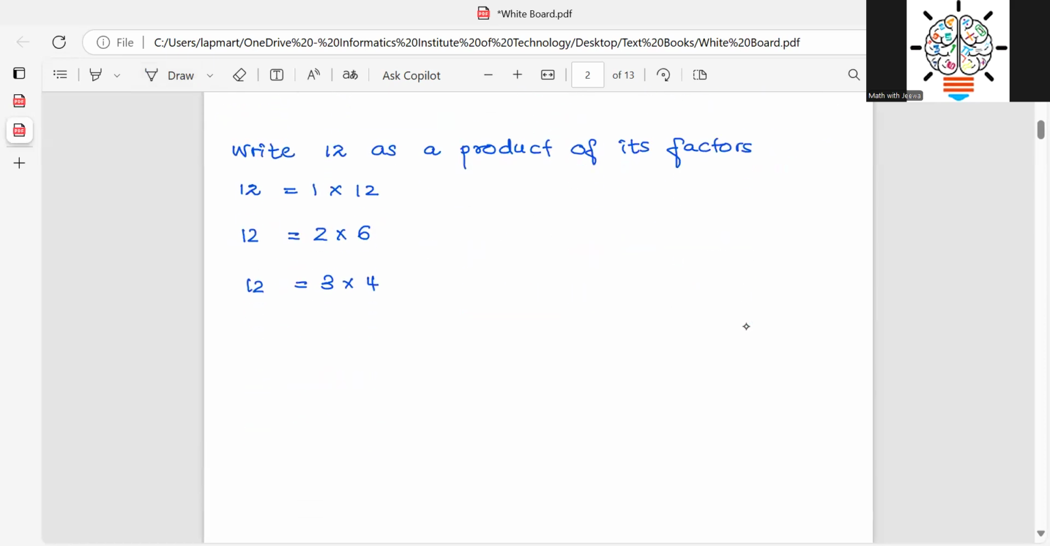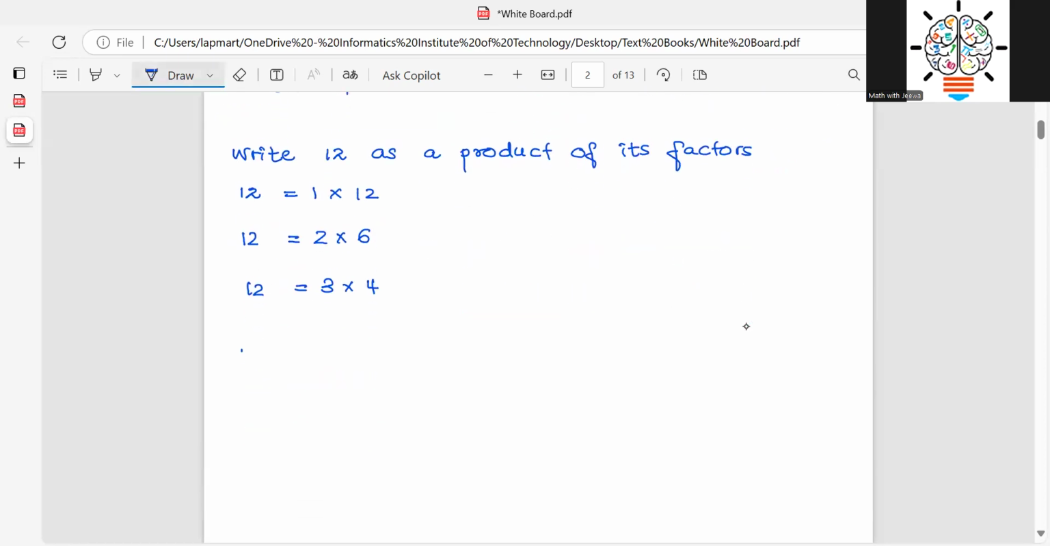But specifically, if I mention that you want to write 12 as a product of its prime factors. Now this time, you can see, this is the condition. Earlier you could use any number, any prime number or a composite number. The only thing you wanted to show is that when you multiply those two numbers, you get the answer 12. So that is the situation.